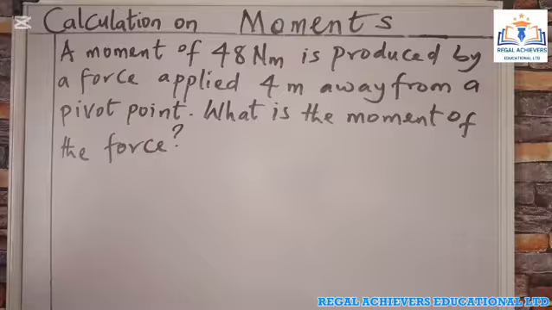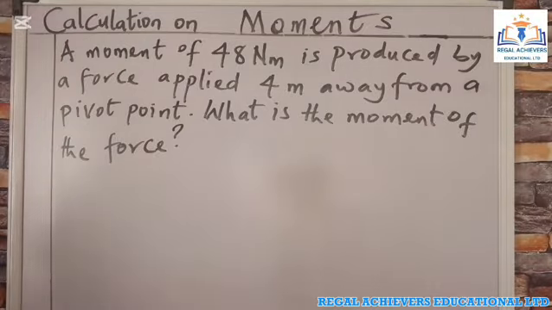I'll be taking you through a topic, calculation of moment. I have a question here. A moment of 48 Newton meters is produced by a force applied 4 meters away from a pivot point. What is the moment of the force?